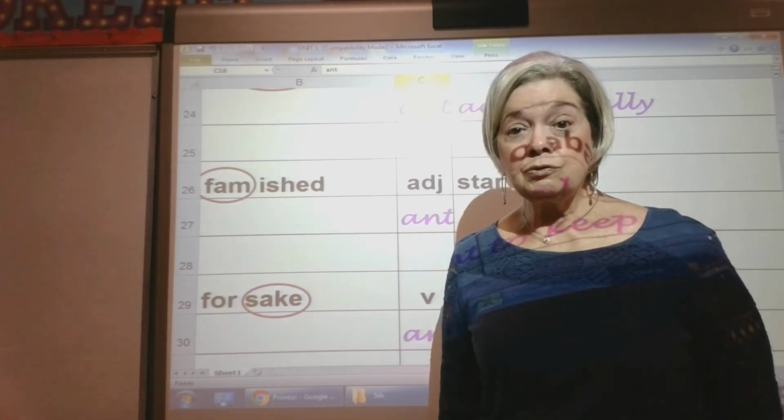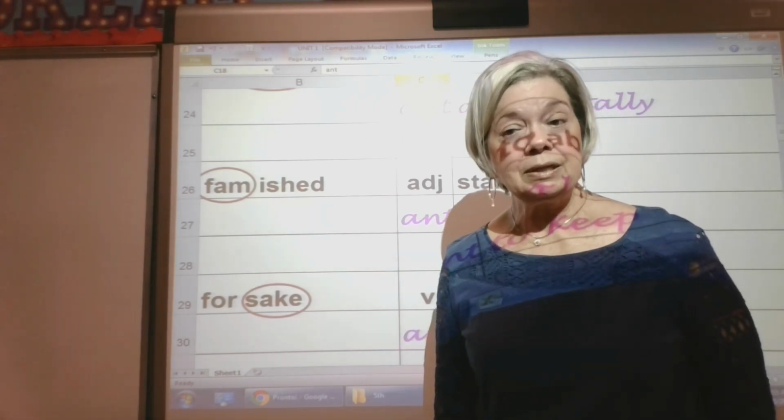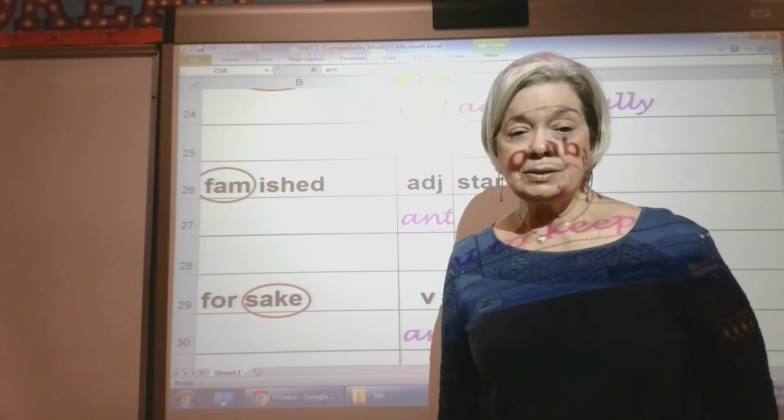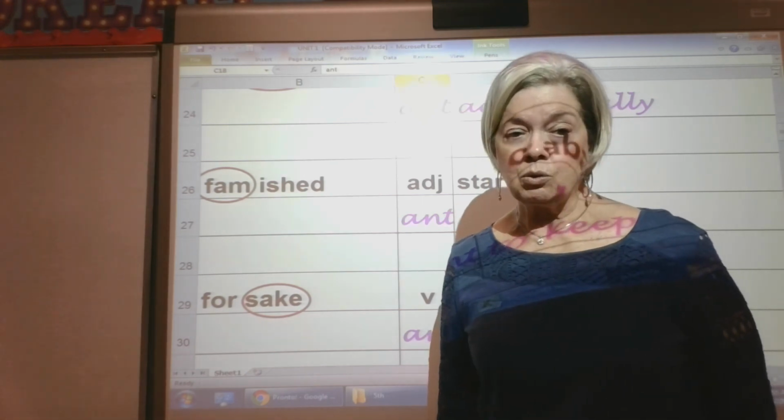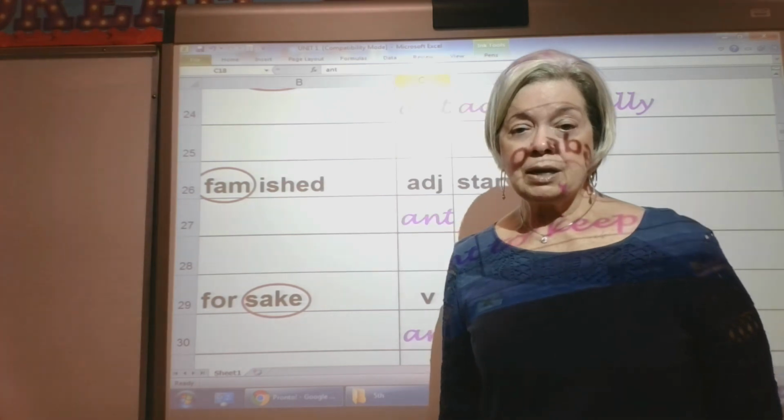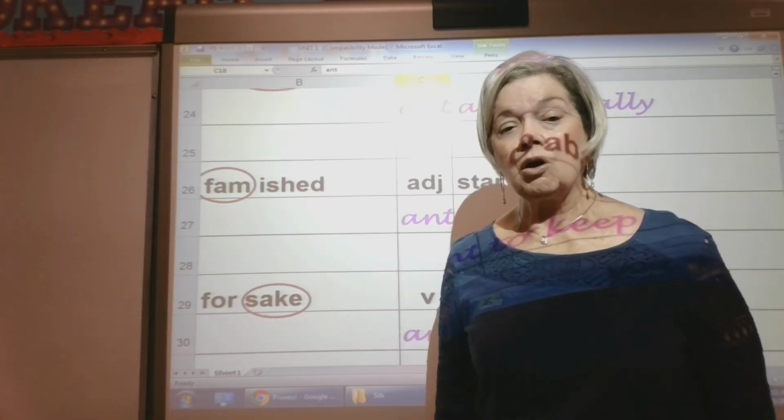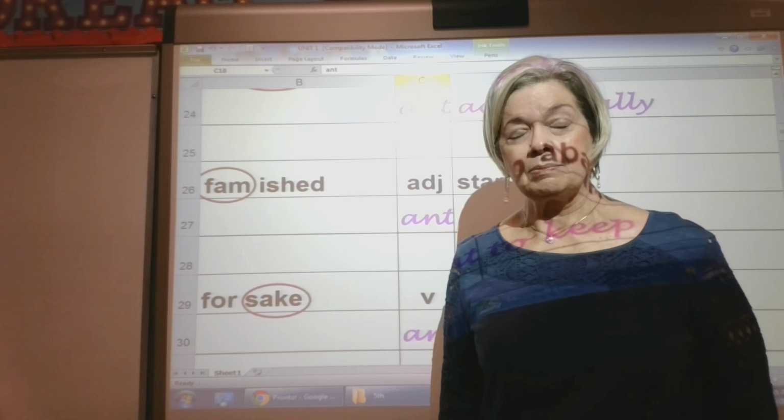Now, in addition to vocabulary homework, there will be English assignments as well. I teach both of those subjects within the course of my class. So sometimes you will see an English assignment posted along with a vocabulary assignment.